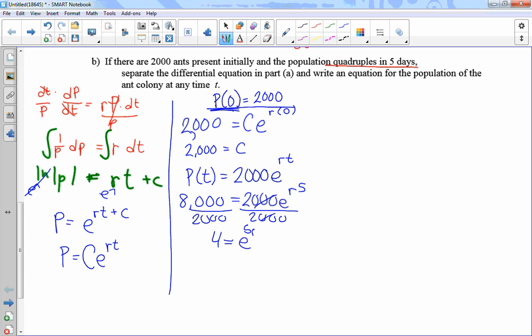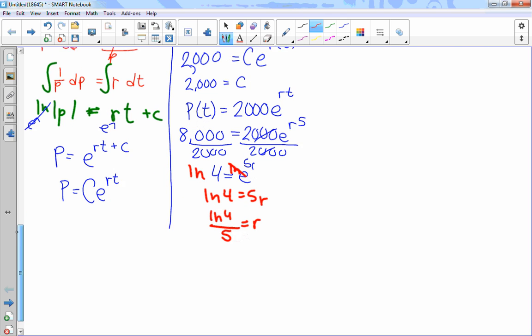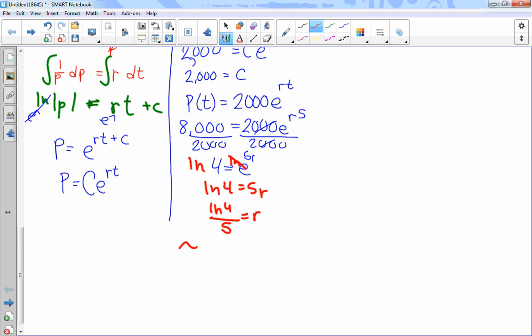Ethan? Good, yep. So we get that by natural logging both sides, right? Let's cancel. Natural log 4 equals 5r. So r is natural log 4 over 5, which ends up being approximately, squigglies because we're rounding, 0.2773. Okay?